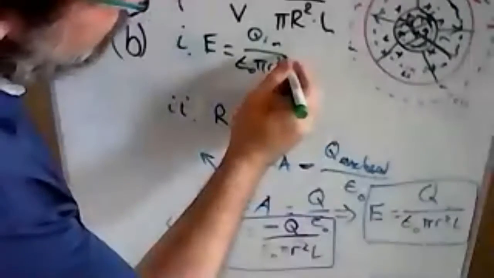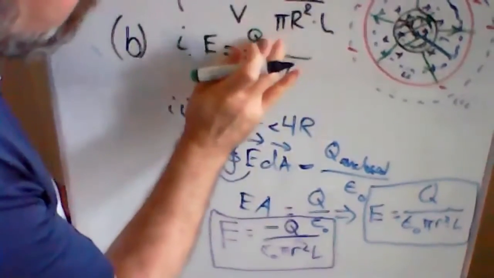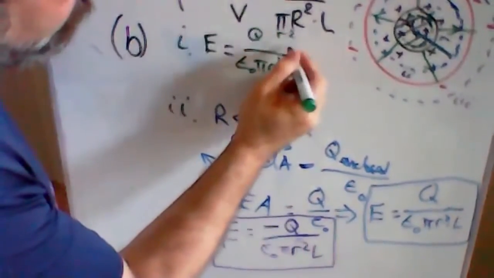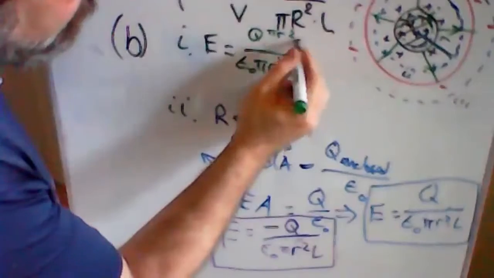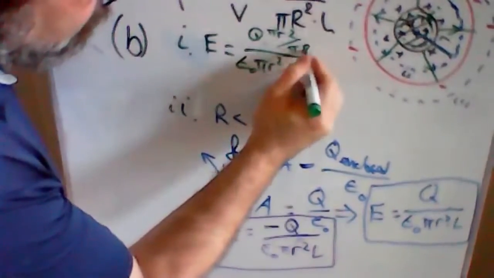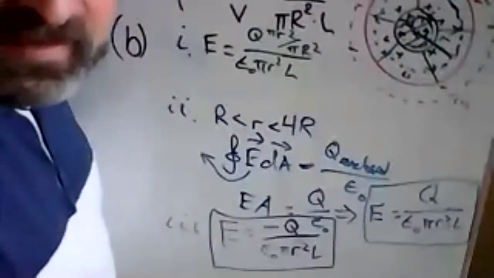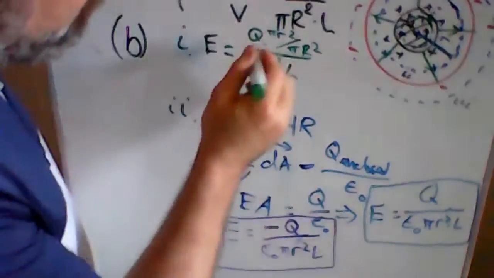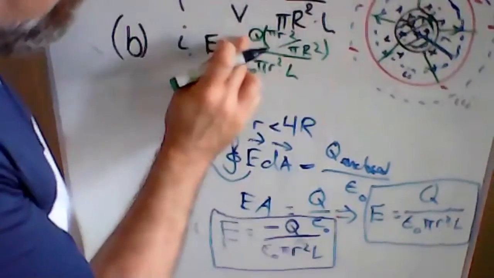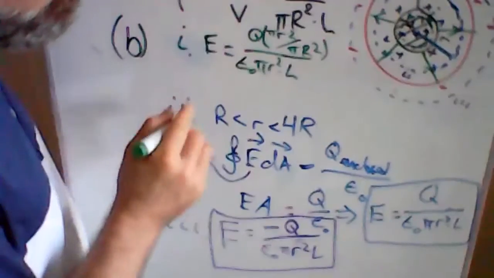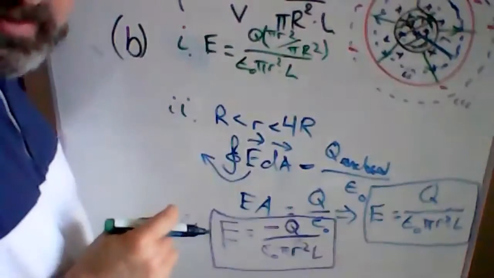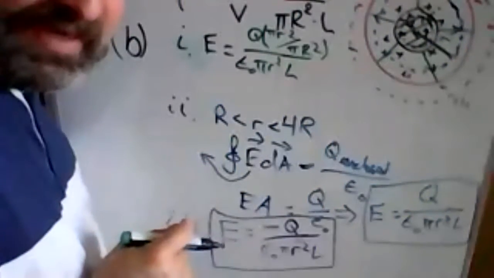So the fraction of volume we have there is going to be pi r squared divided by pi big R squared. That's the fraction of volume that's inside, which means Q times this. Technically, it would be an L, but we can cancel it out.